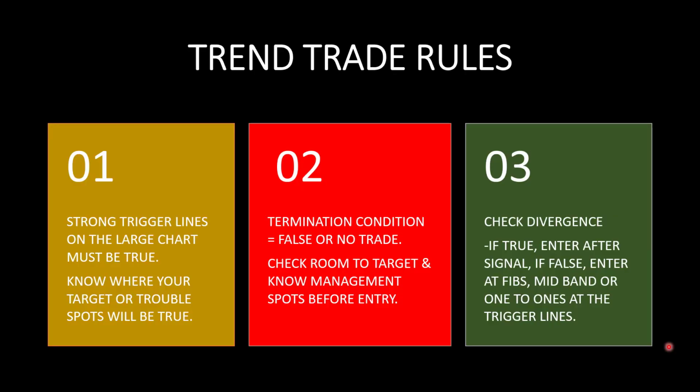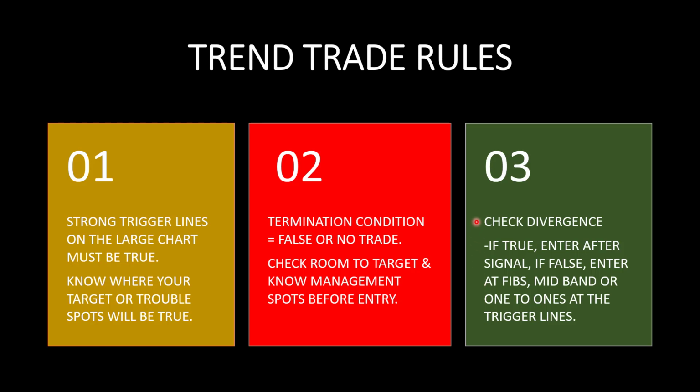Now we will quickly review the rules one more time. 1. Strong trigger lines must be present on the large chart. 2. It is particularly important that no termination condition is present before entering a trend trade. Finally, the entry will take place after the market reaches support or resistance and the trigger lines.